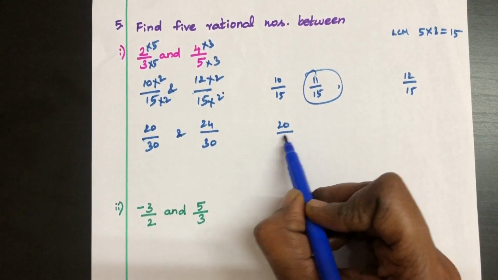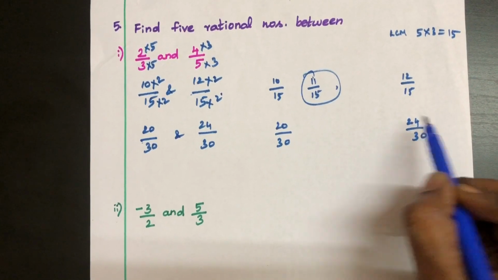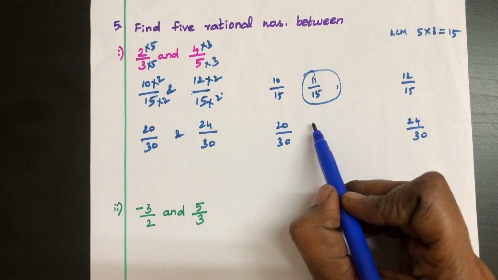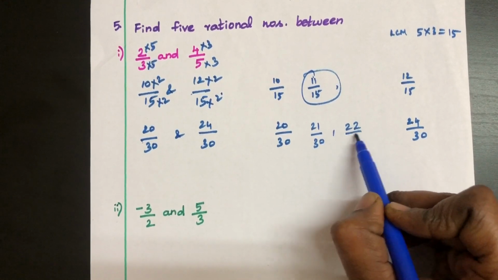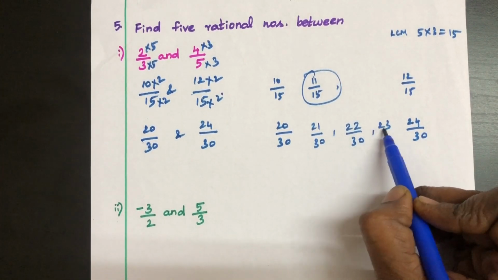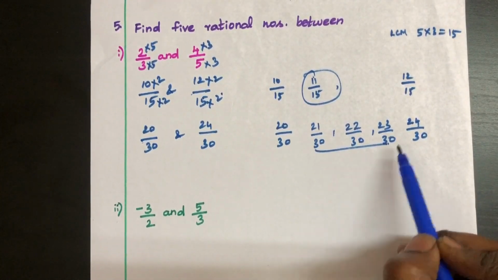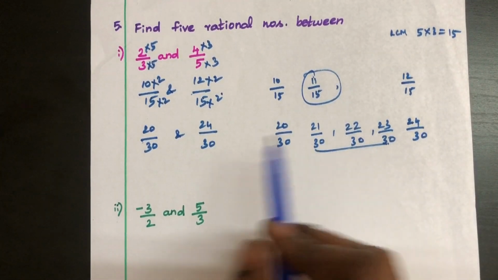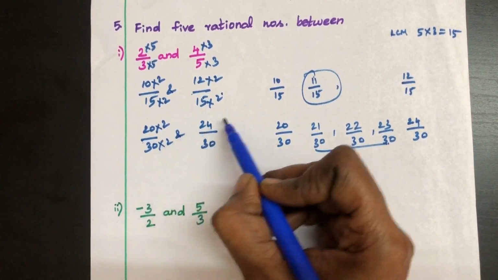Do you think this is enough to find 5 rational numbers in between these two rational numbers? Let's see. 21 by 30, 22 by 30, 23 by 30. This is also not enough. Only 3 numbers we are getting in between these two rational numbers. Now what do we need to do? Multiply again it with 2.